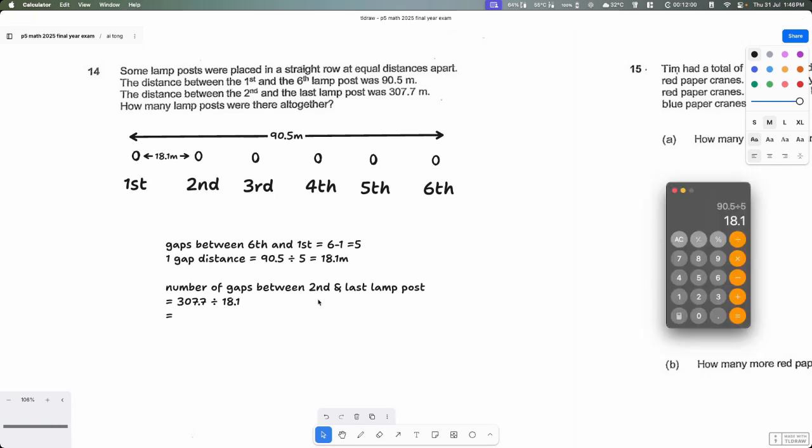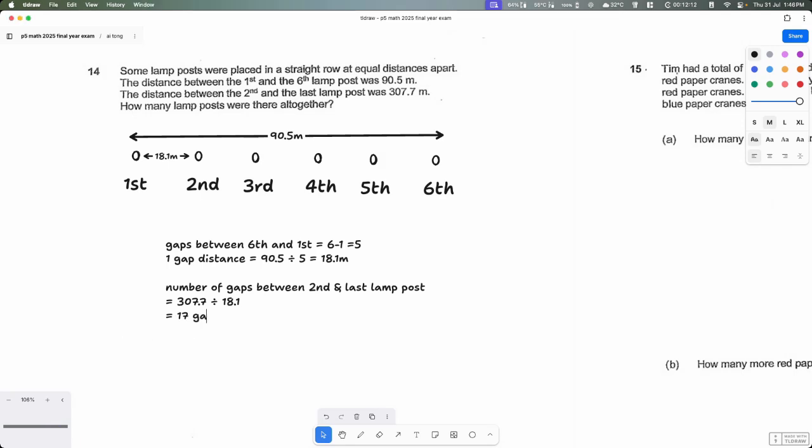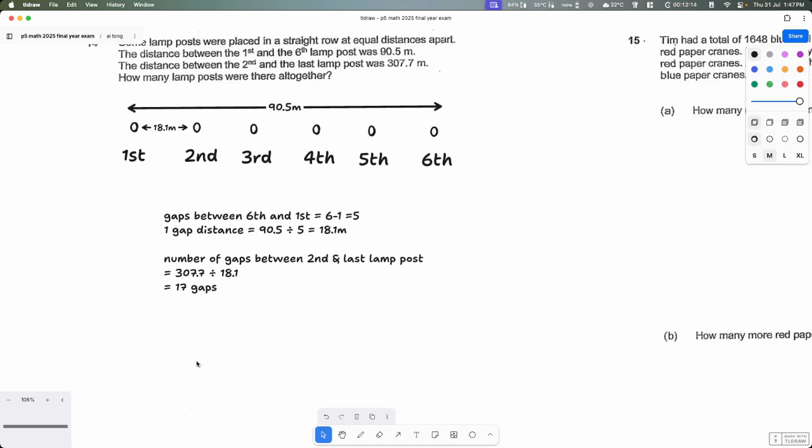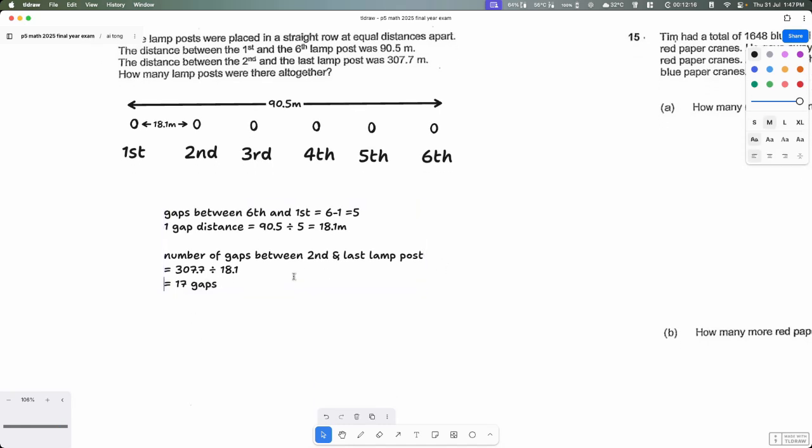So this will be 307.7 divided by 18.1. This will give us 17 gaps. So from the second to the last lamppost is 17 gaps. That means the last lamppost is equal to 2 plus 17 gaps. This will be the 19th lamppost.